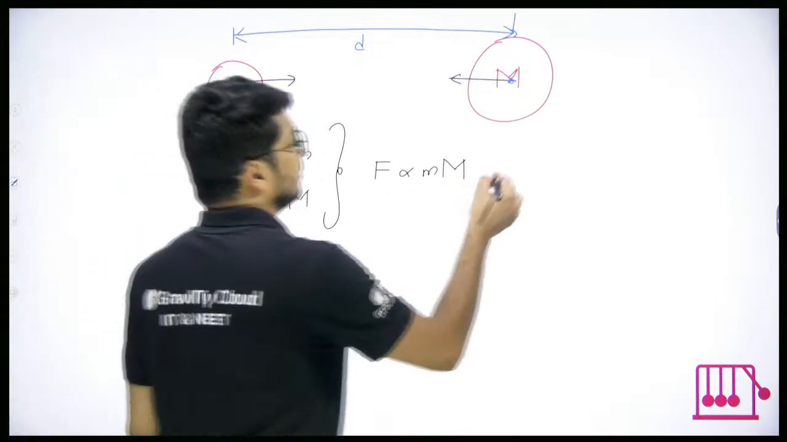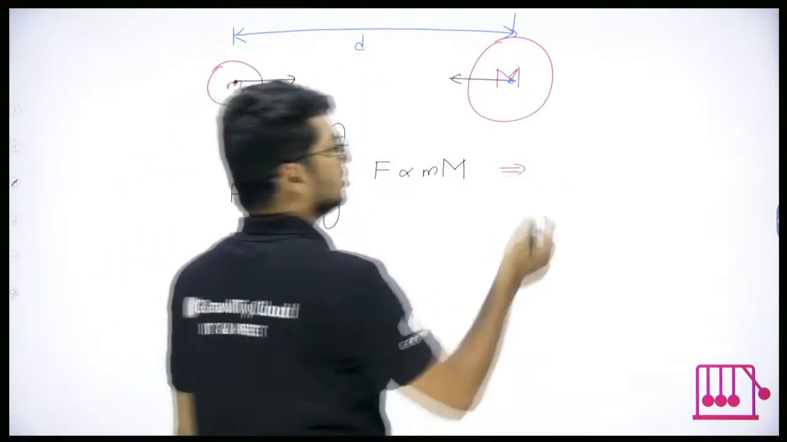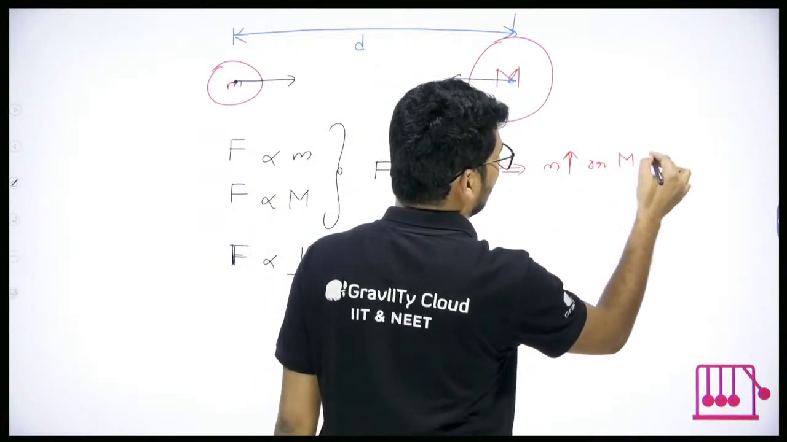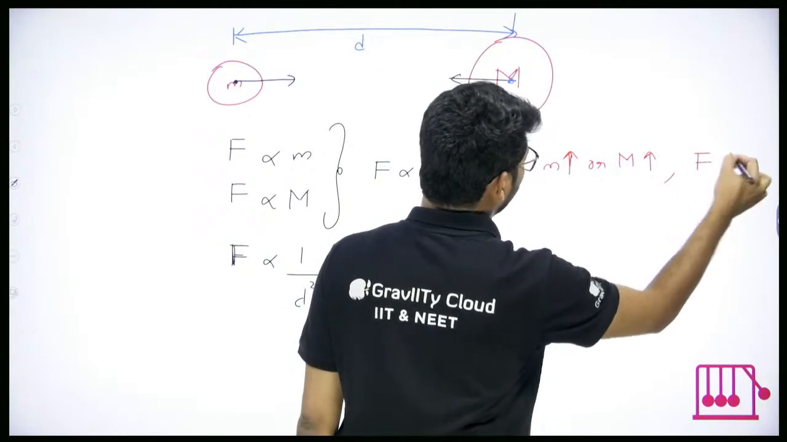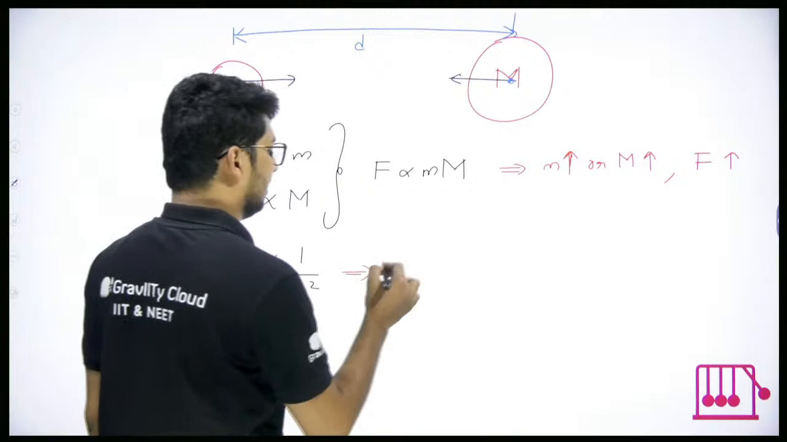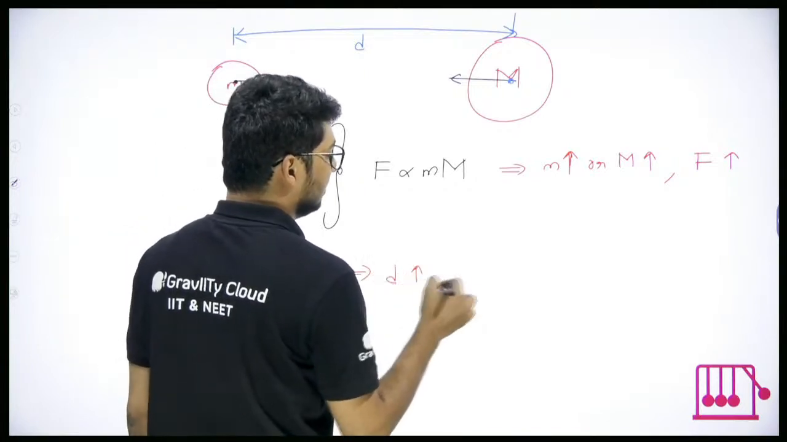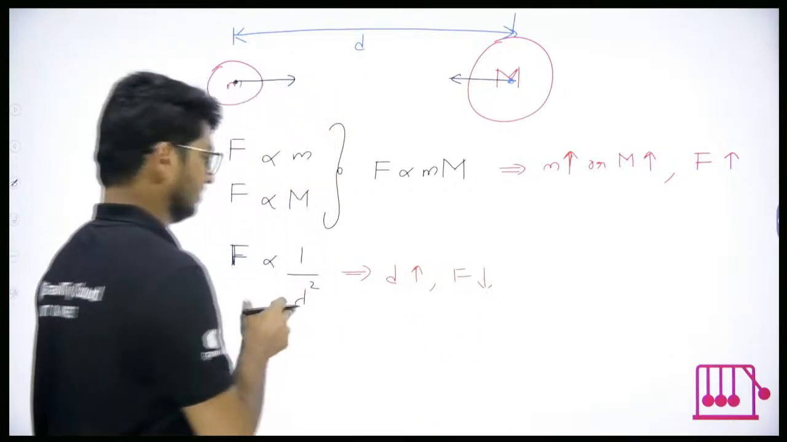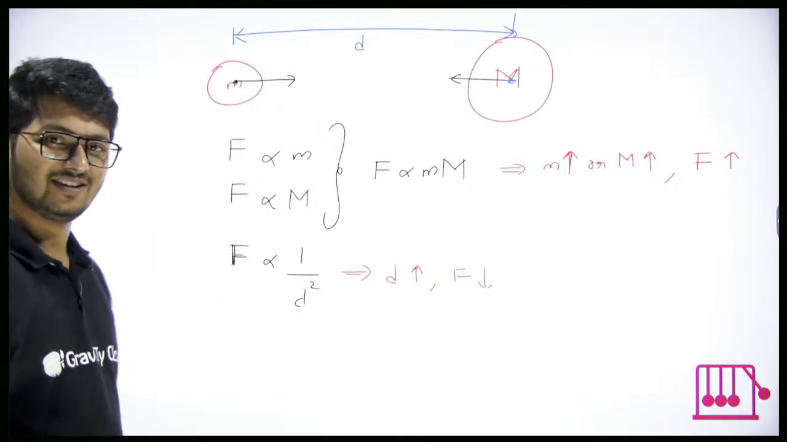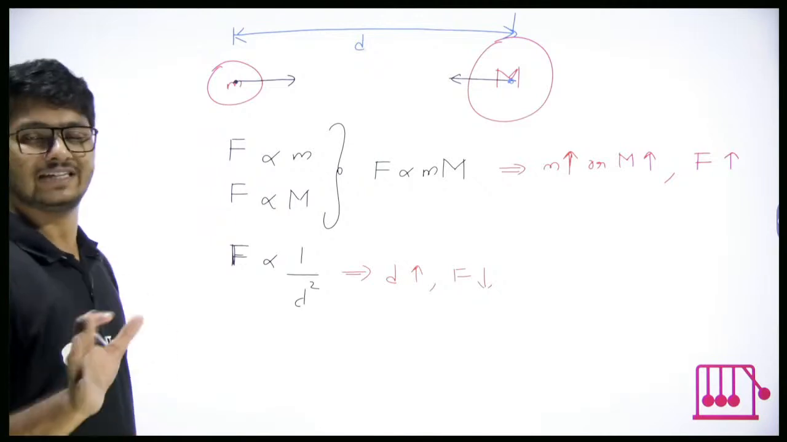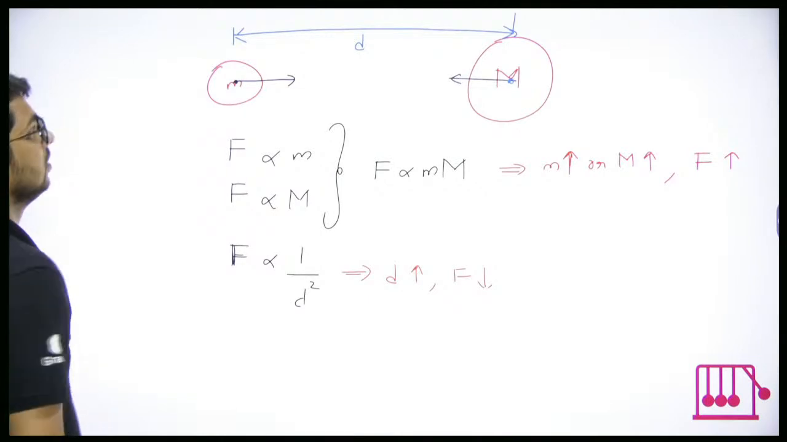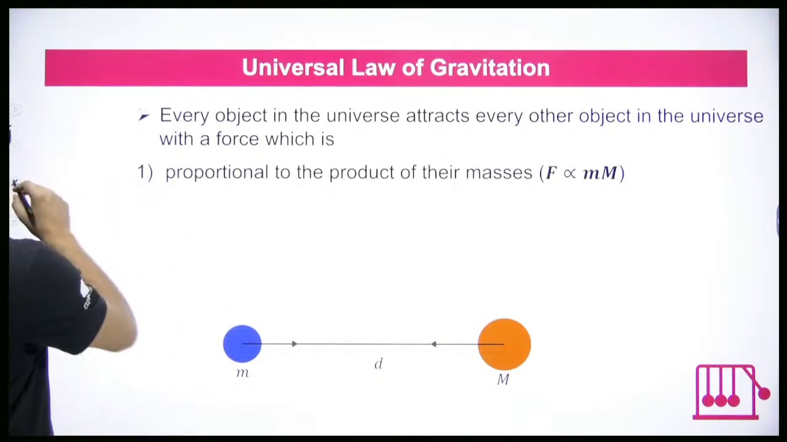That means this implies directly proportional. So if small m increases or capital M increases, then what happens? The force increases, directly proportional. But here, if the distance increases, then the force decreases. D increases, then force decreases. Inversely proportional. Got it? Simple explanation. Wonderful. So here, look at the points.